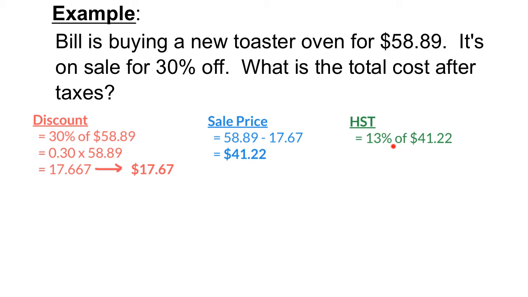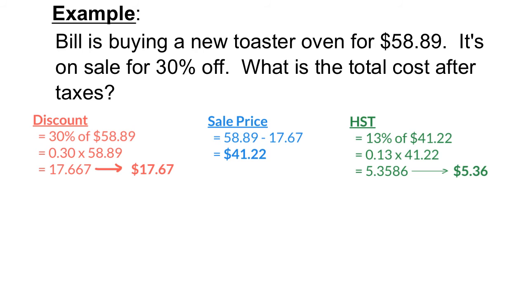HST is 13% of the price, so 0.13 times 41.22. When I do that in my calculator, I get 5.3586. So again, we're talking about money. We need to round to the nearest cent. So we look at the third digit, it's 5 or more. That bumps this one up. So the HST is $5.36.